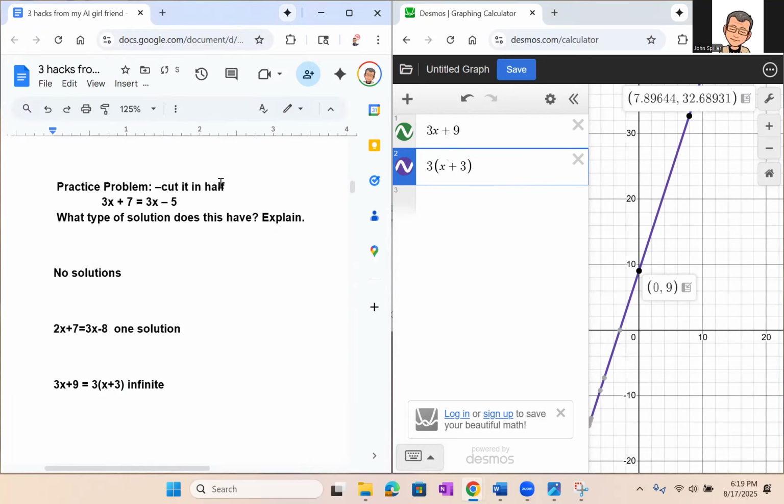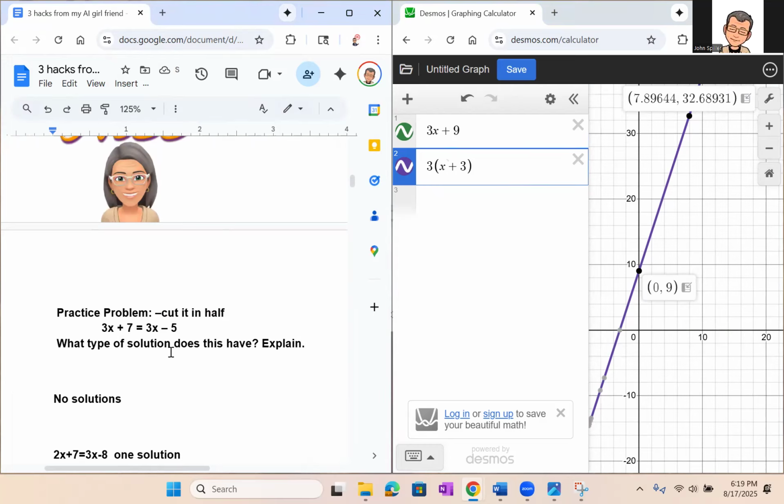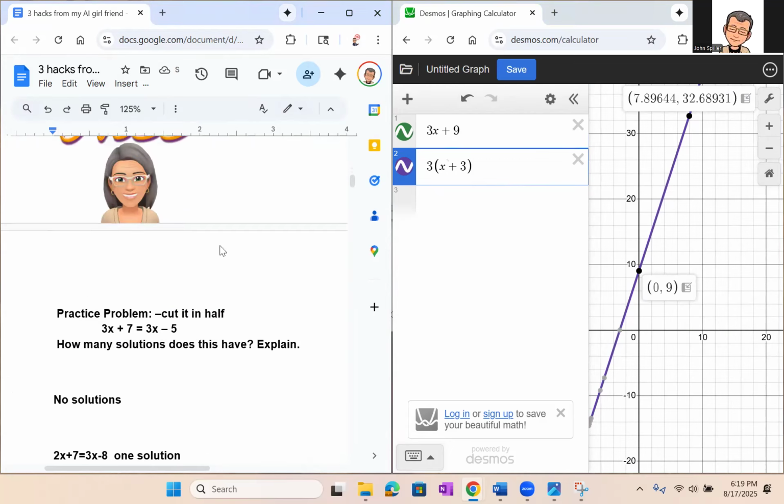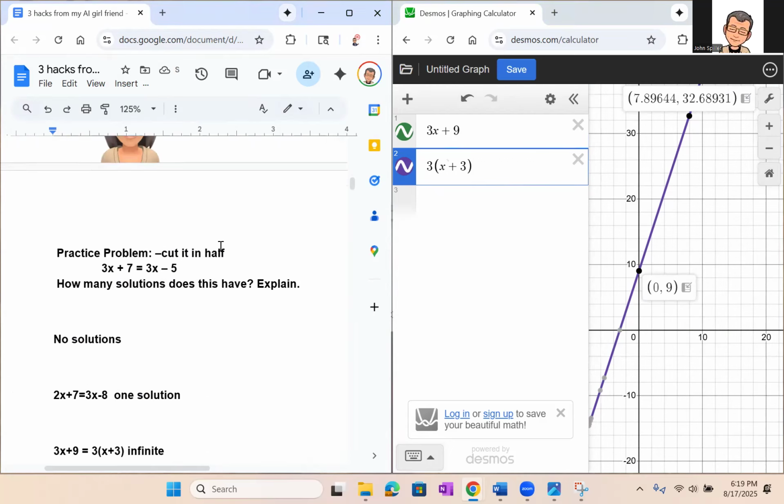So hack number 2, when we're finding how many solutions, we cut it in half. How many solutions? We cut it in half. Hack number 2. Hey, that was nice. All right.